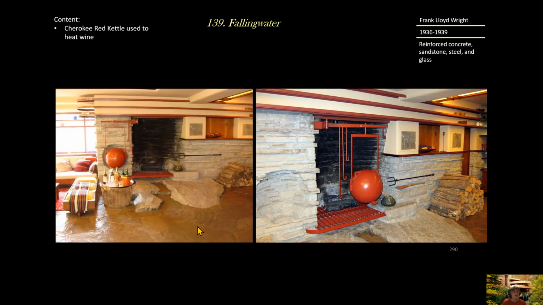Here is that fireplace. These are the boulders that stick out. This is a Cherokee red kettle, and it's used to heat wine. You can see here it is in its stored position, and then it can be moved, curved to hang over the fire here.